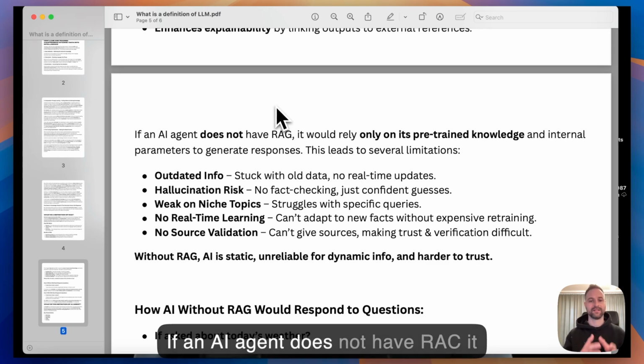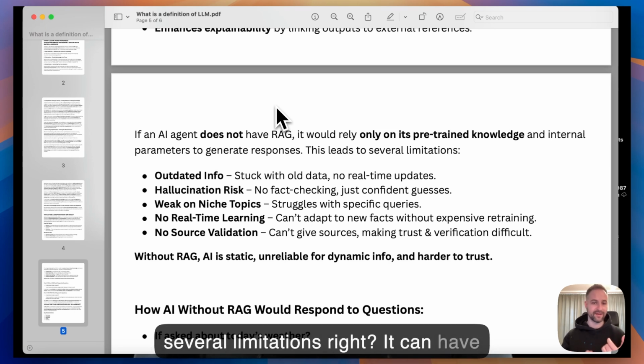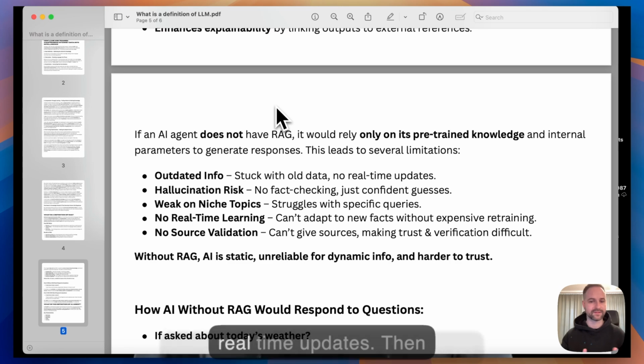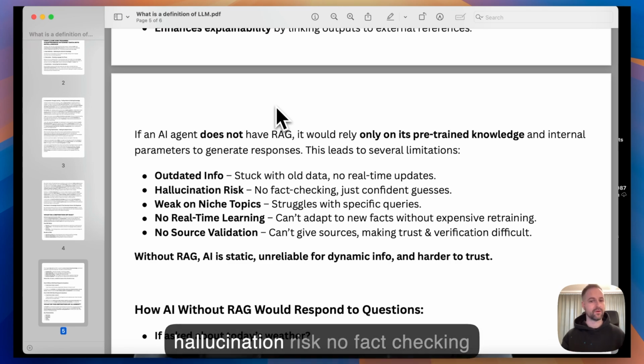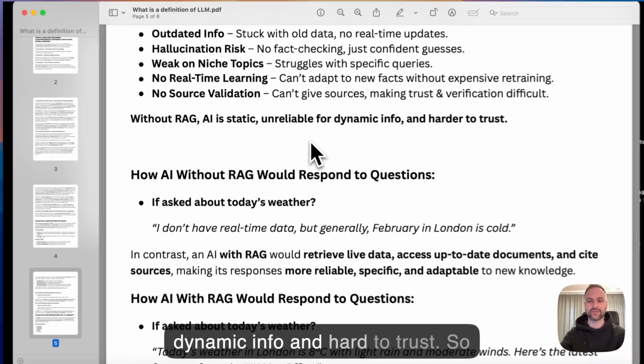If an AI agent does not have RAG, it would rely only on its pre-trained knowledge and internal parameters to generate responses. This leads to several limitations, right? It can have outdated info, stuck with old data, no real-time updates. Then hallucination risk: no fact-checking, just confident guesses. Then it is weak on niche topics, struggling with specific queries. No real-time learning: it cannot adapt to new facts without expensive retraining. And then no source validation: it can't give sources, making trust verification difficult. So without RAG, AI is basically static, unreliable for dynamic info, and hard to trust.